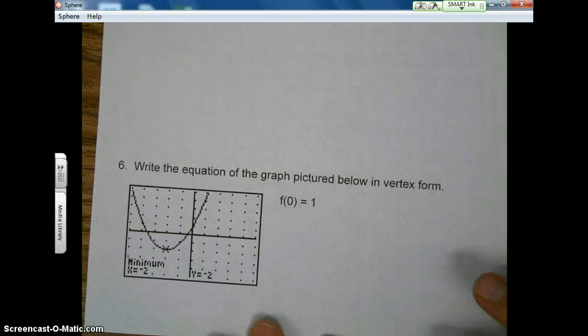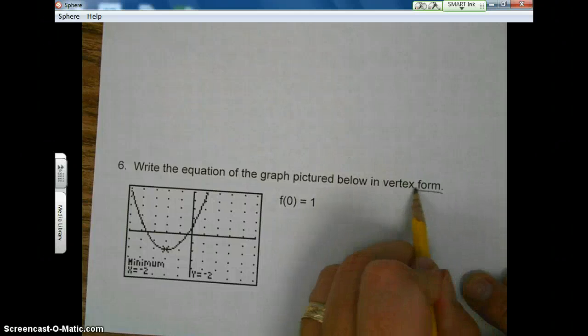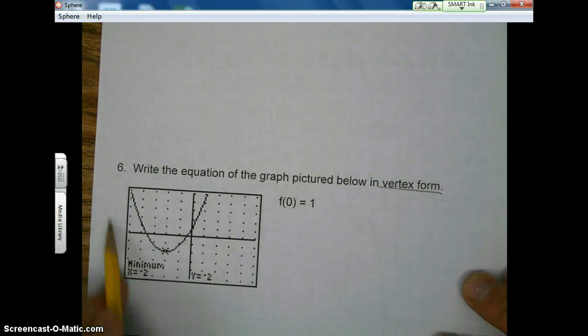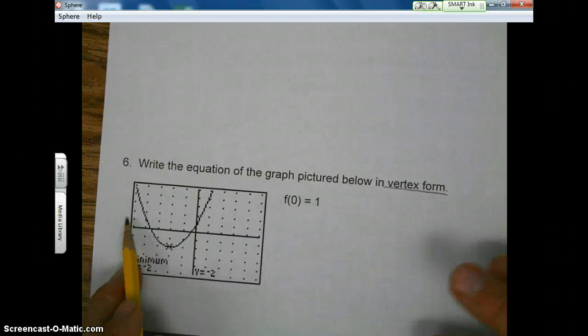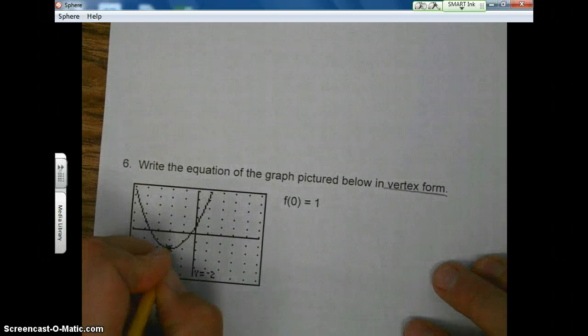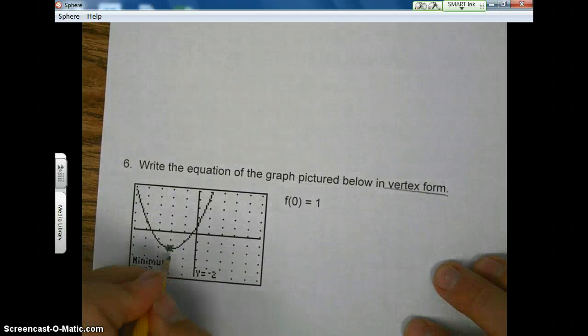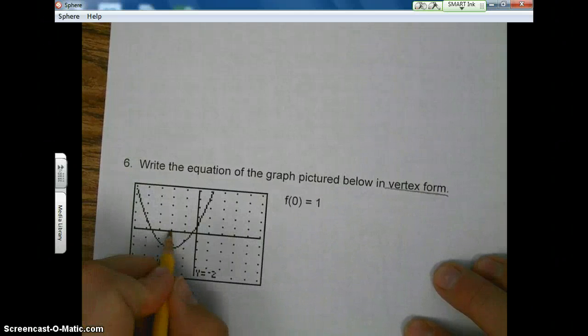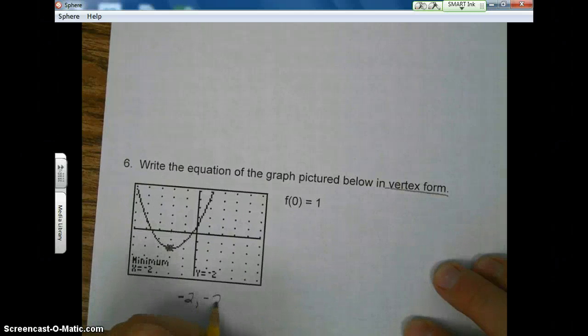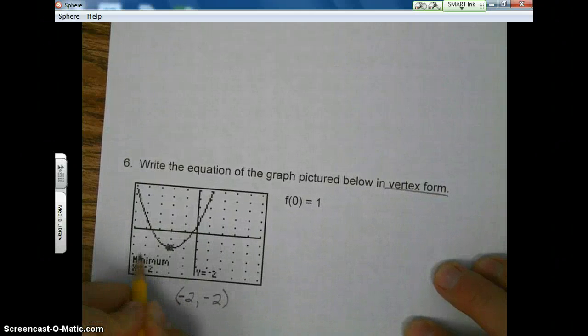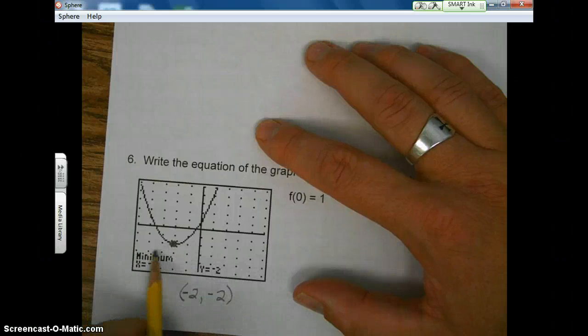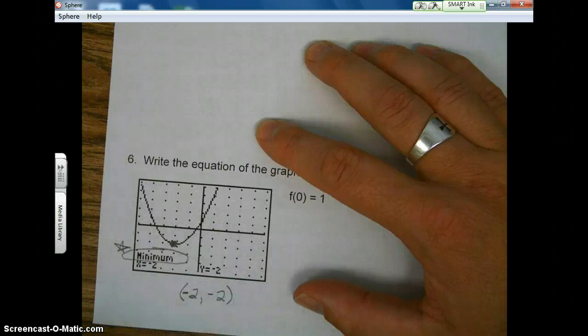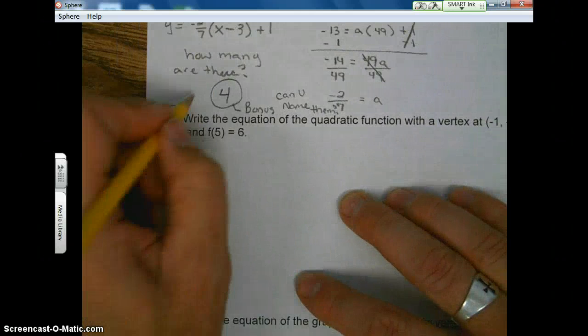Look at number 6. We want an equation in vertex form. So what information are we going to get off of the picture? Well, the vertex, of course. The vertex, which is at -1, -2. And it is a quiz question: this vertex is a minimum. Quiz question.